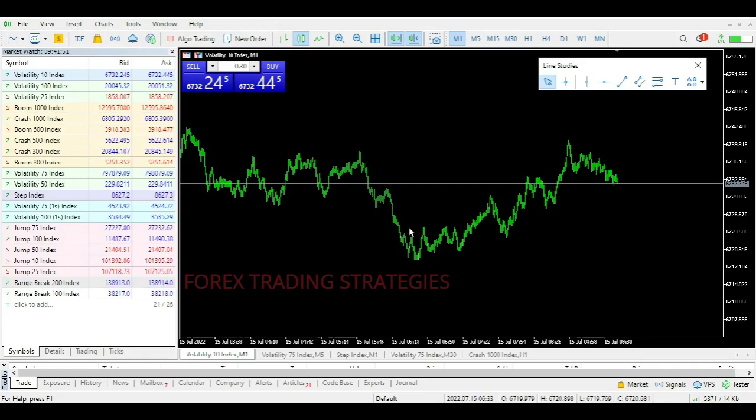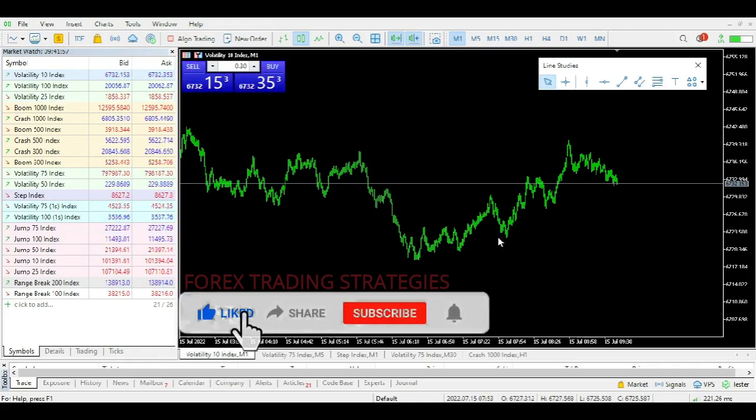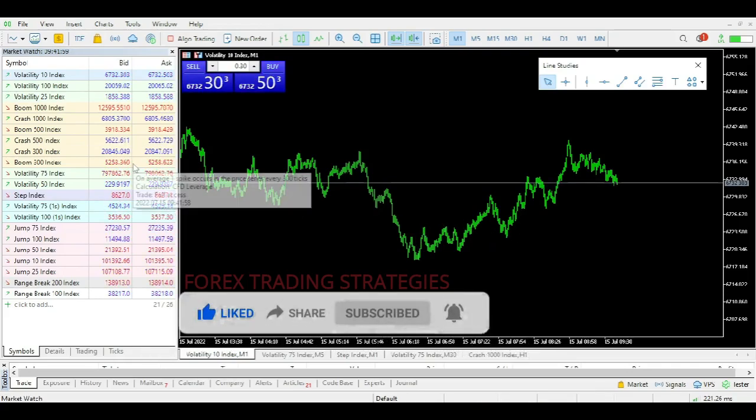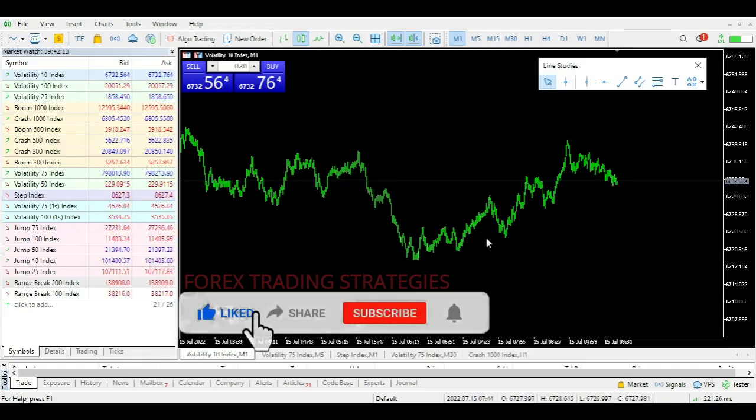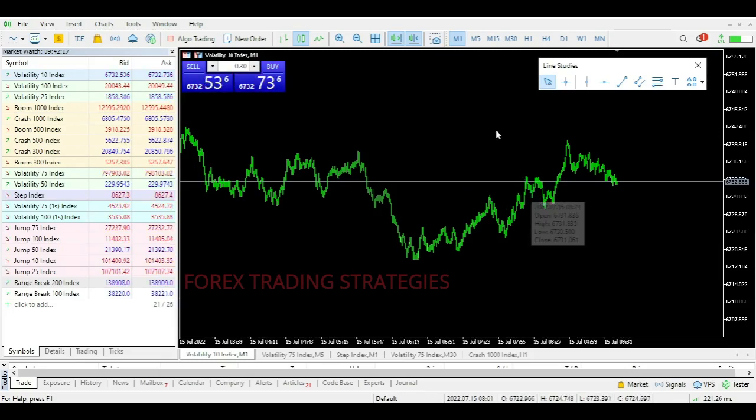Whether there's a holiday, whether there's anything coming up, the synthetic indices market will be open. That's another advantage. In terms of capital, you basically don't need a lot of money to start making money with synthetic indices, because these synthetic indices can move.